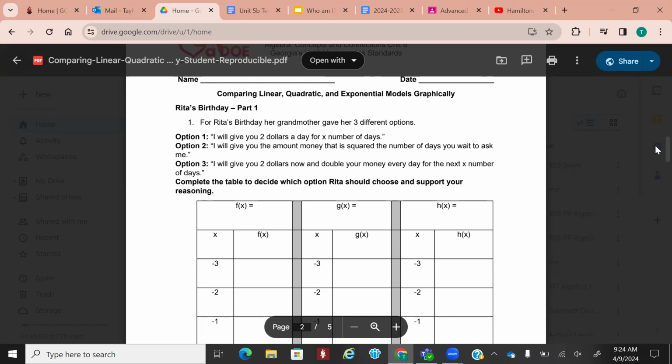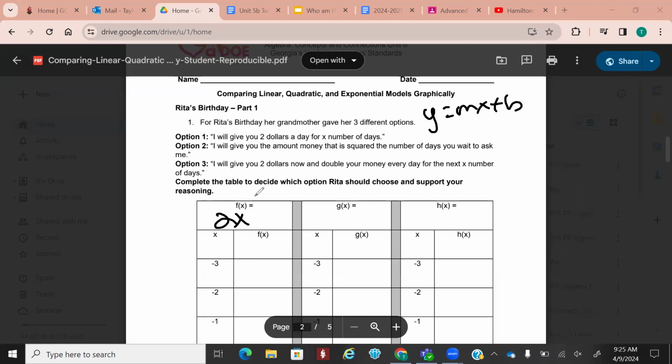So looking at the first option, I'm going to give you $2 a day for X number of days. What kind of function is that? Linear, quadratic, or exponential? Linear. So when we write a linear equation, remember, we're going to use y equals mx plus b. We're doing $2 a day, that's 2x. And how much did she initially start with? 0. So we're going to have 2x as our equation.